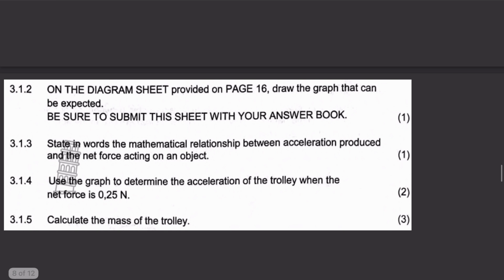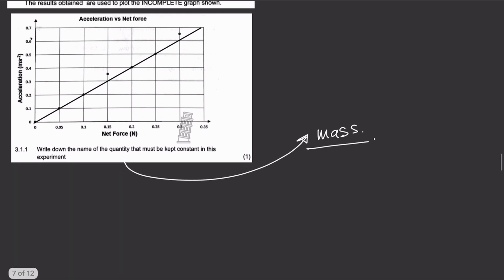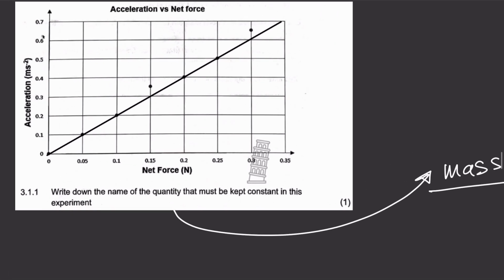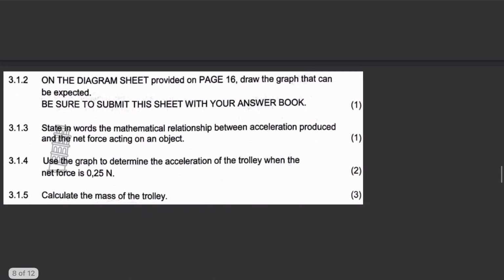So that one's done. 3.1.3, state in words the mathematical relationship between acceleration and the net force. So here you can see that as the net force is increasing, the acceleration is also increasing. So that type of relationship is called directly proportional. Directly proportional. So that means as one increases, the other also increases.